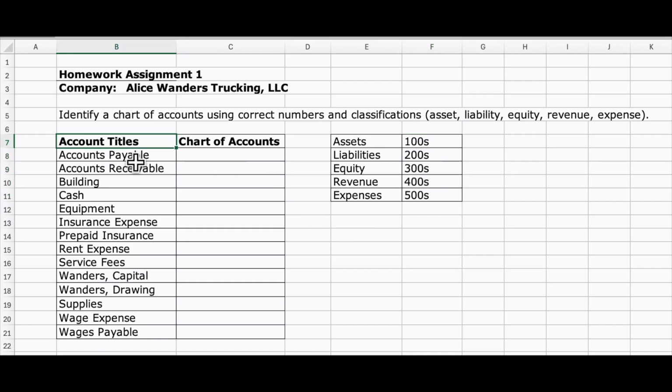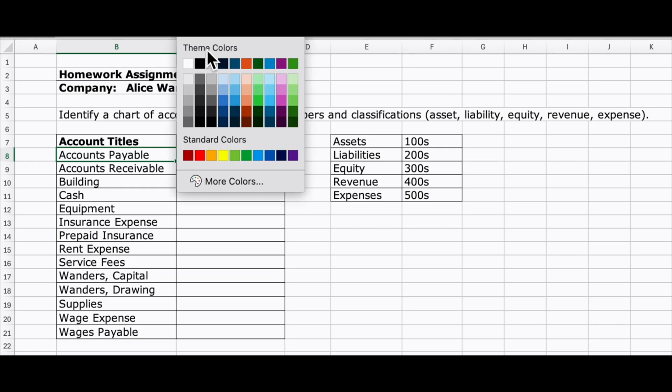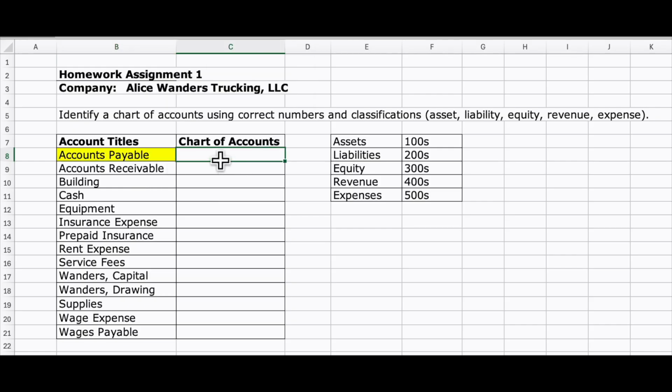What we've been given is account titles. And so we're going to start off by classifying each one of these based on the classification system we've been given. So we're going to get started with accounts payable. Accounts payable is a liability account. It's liability because it's money that Alice Wanders Trucking owes to other people, to other companies. Now, other people have accounts set up with Alice Wanders, and that's why there's an accounts receivable. That accounts receivable then is an asset account.